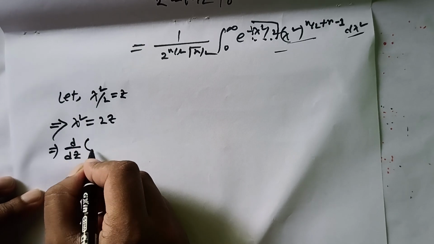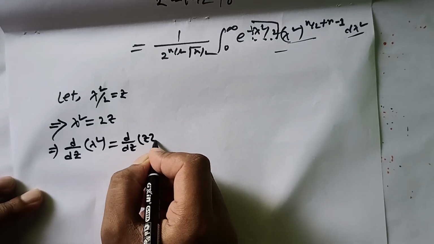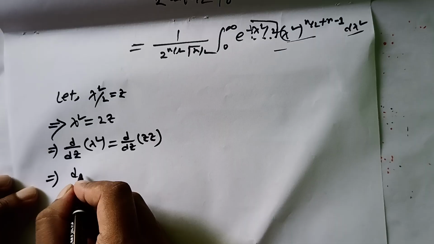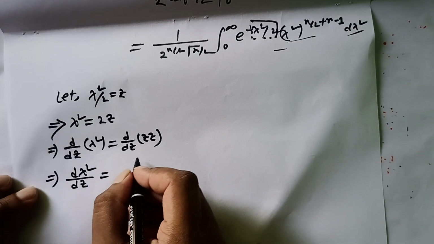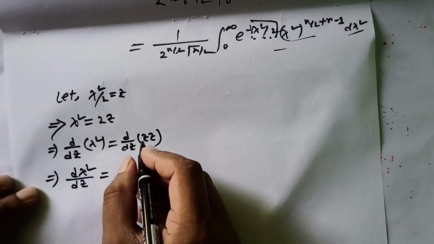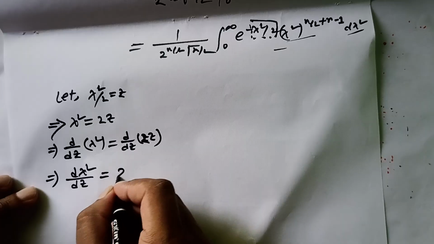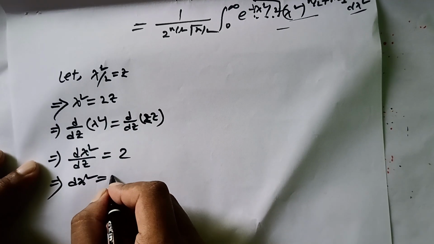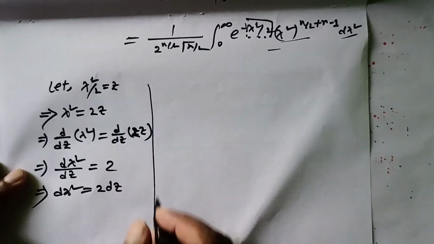d by dz of chi-square equals d by dz of 2z. If you differentiate that, d chi-square divided by dz is 2, so d chi-square equals 2 dz. We found it.